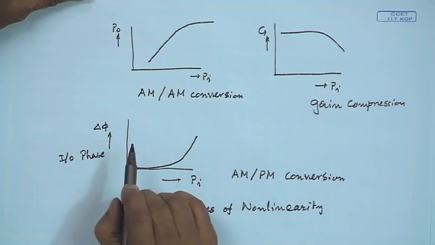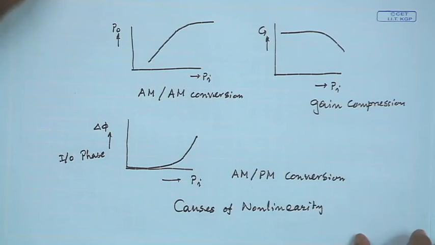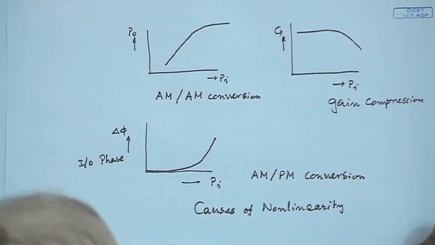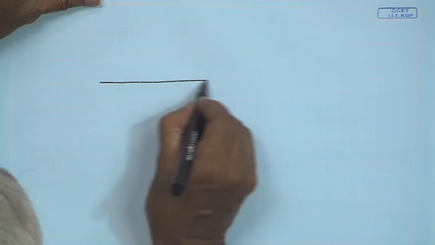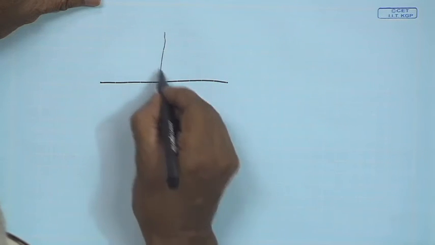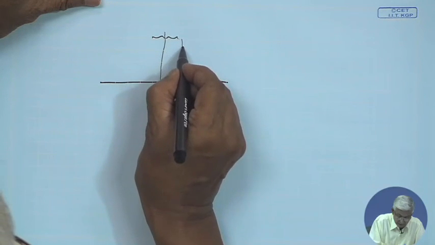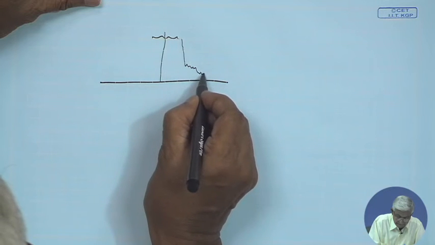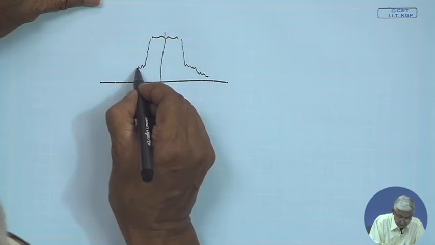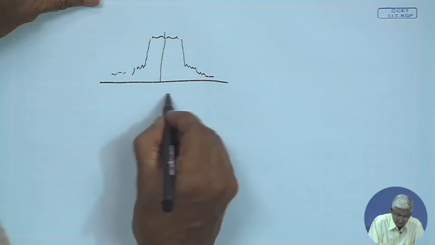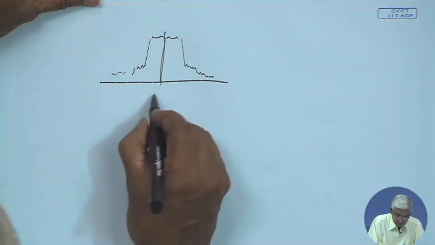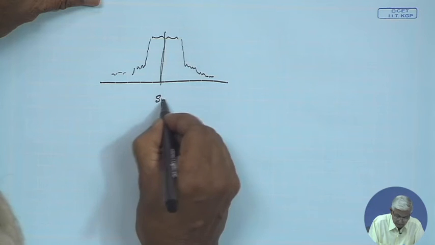AM to AM conversion and AM to PM conversion takes place. Now, because of that, there are effects. If I draw a spectrum, initially the spectrum may look like this. Due to our filtering, it will be like this. This is the spectrum.